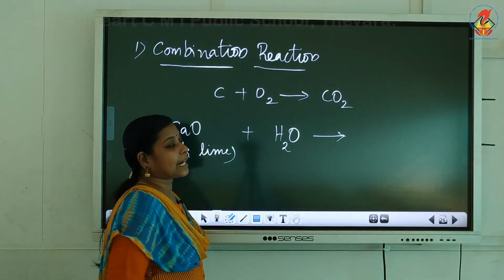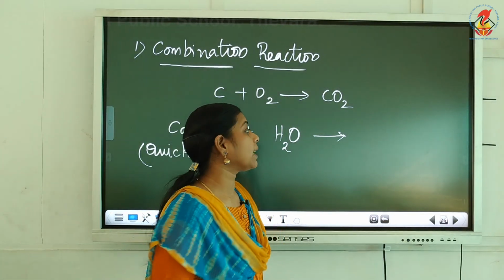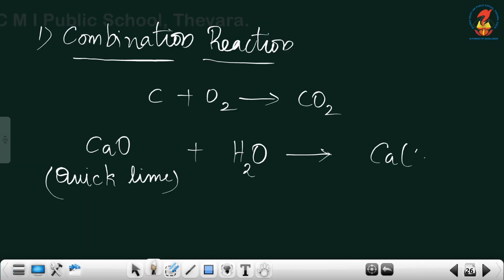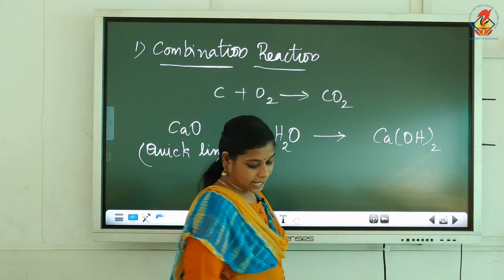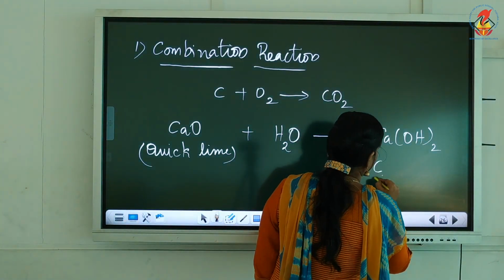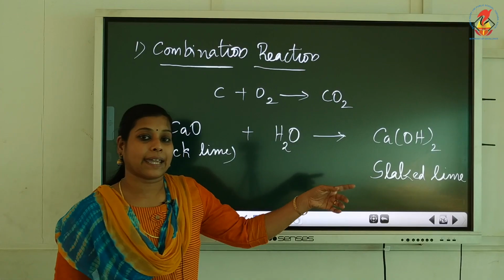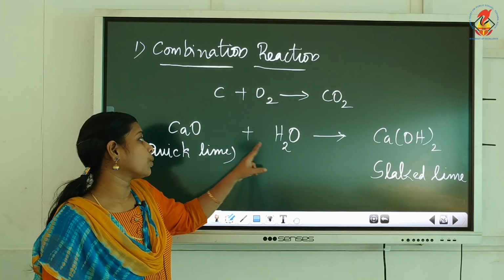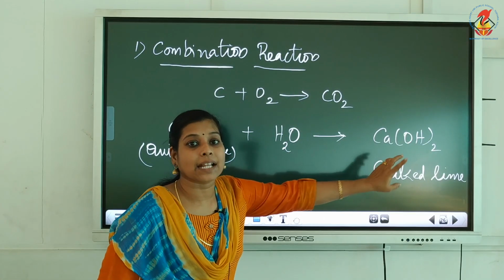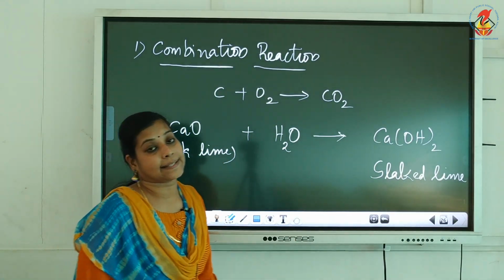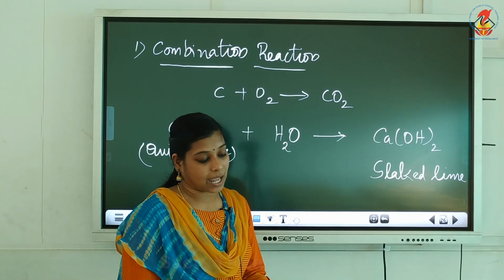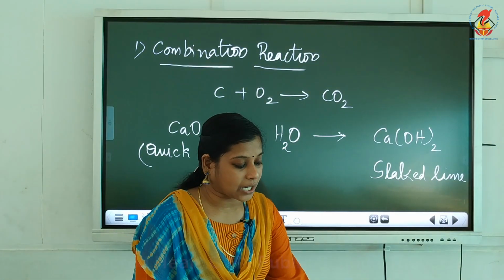When water is added to this quicklime, we will get calcium hydroxide. That is actually slaked lime. Calcium hydroxide is known as slaked lime. So adding water to quicklime gives slaked lime, and in this, 2 reactants are there but only a single product. So we can say this is an example of a combination reaction.